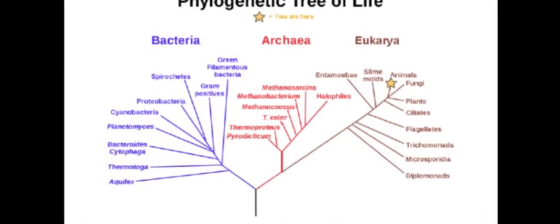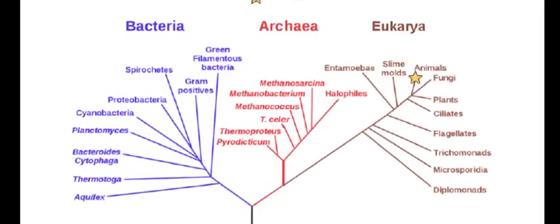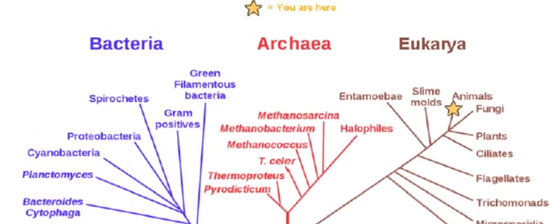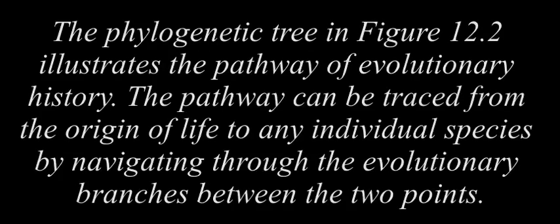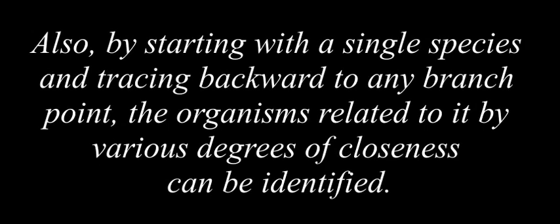Figure 12.2. In the evolution of life on Earth, the three domains of life, archaea, bacteria, and eukarya, branch from a single point. The phylogenetic tree in Figure 12.2 illustrates the pathway of evolutionary history. The pathway can be traced from the origin of life to any individual species by navigating through the evolutionary branches between the 2 points. Also, by starting with a single species and tracing backward to any branch point, the organisms related to it by various degrees of closeness can be identified.